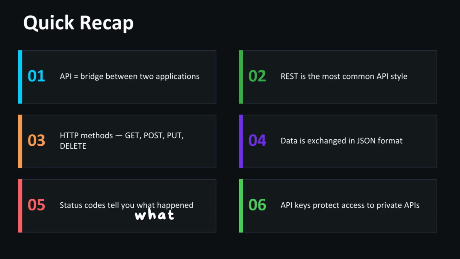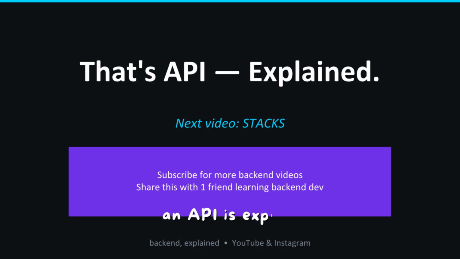Let us quickly recap what we learned today. 1. API is a bridge between two applications. 2. REST is the most common API style. 3. HTTP methods are GET, POST, PUT, and DELETE. 4. Data is usually exchanged in JSON format. 5. Status codes tell you what happened: success, error, not found. 6. API keys protect access to private APIs. That is what an API is.